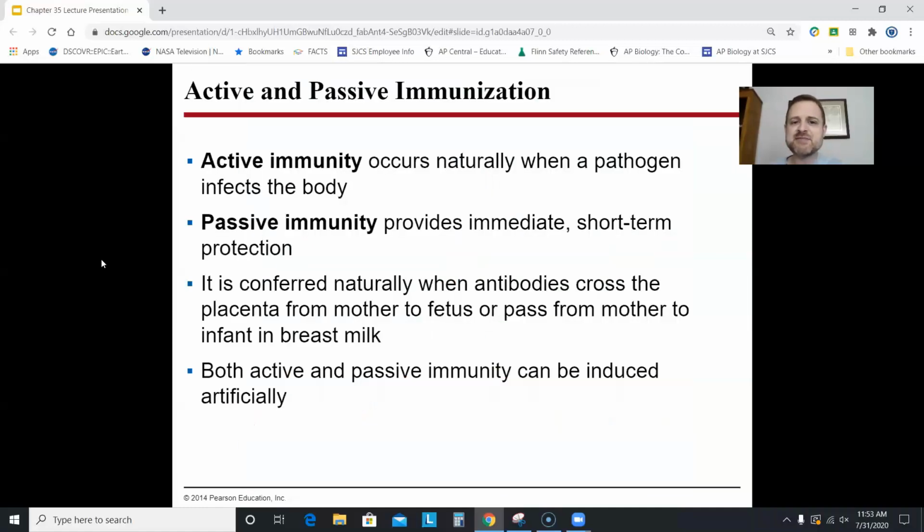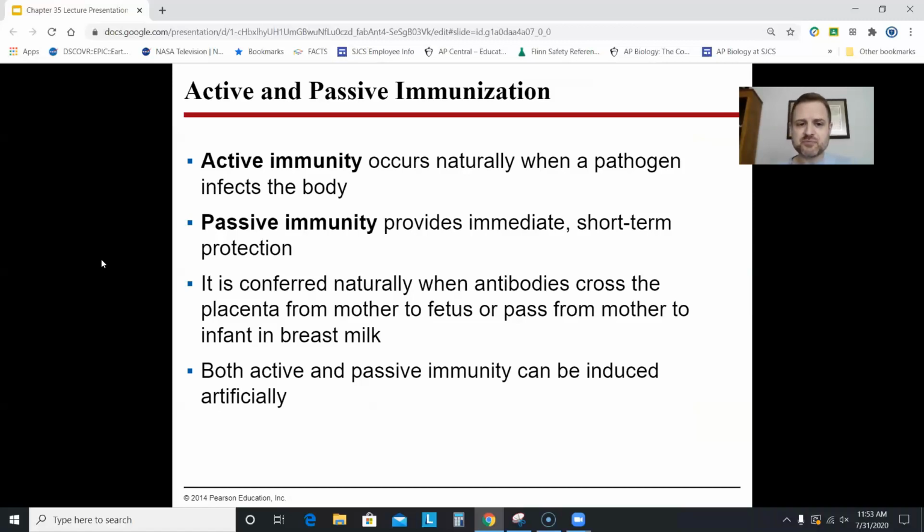So active and passive immunization. We're going to discuss vaccines in a minute. Active immunity is when you are exposed to a pathogen and it infects you and you get over it and now you're immune to it. That's called active immunity.